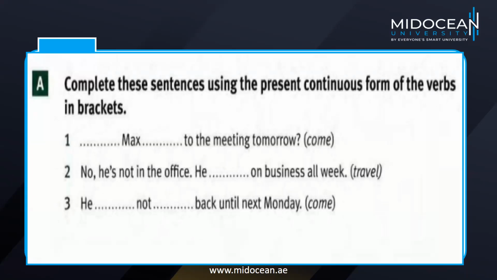Now we have an exercise to make sure you understood or not. Complete these sentences using the present continuous form of the verbs in brackets. Okay, so here we have this exercise on the present continuous that I use to express something in the future. Not now, but in the future. I use the present continuous to express something in the future, not something happening right now. Okay.